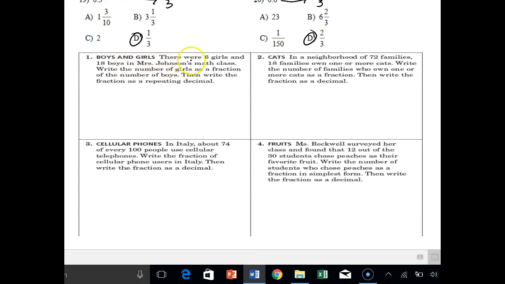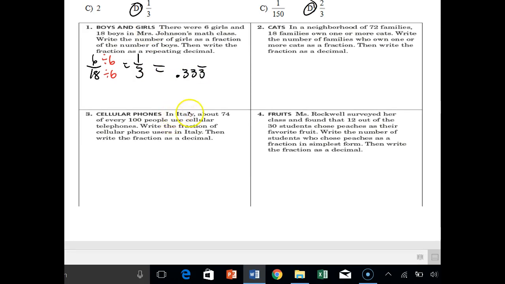Lastly, boys and girls. There were 6 girls and 18 boys in Miss Johnson's math class. Write the number of girls as a fraction of the number of boys. Then write the fraction as a repeating decimal. So there were 6 girls to 18 boys. We can divide both of those by 6. And what do we get? We get 1/3. Again, you just got to memorize that one. It's 0.333 repeated.